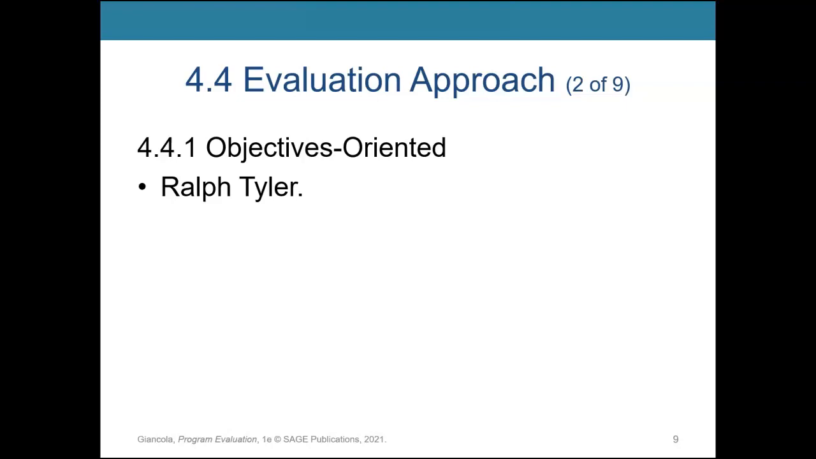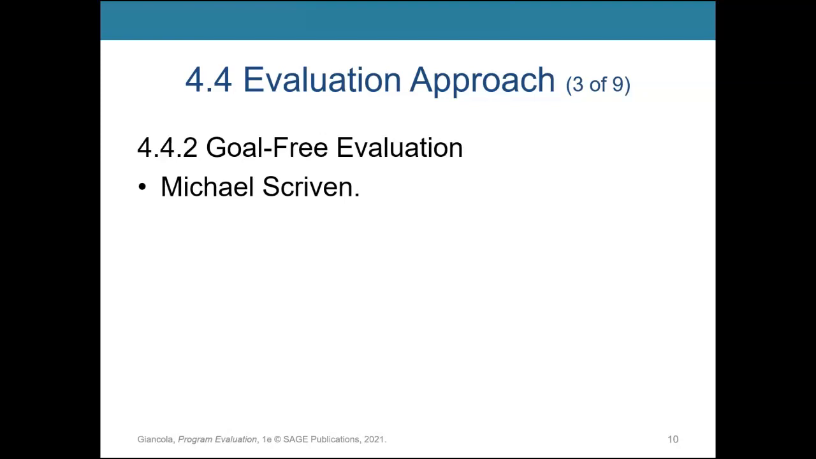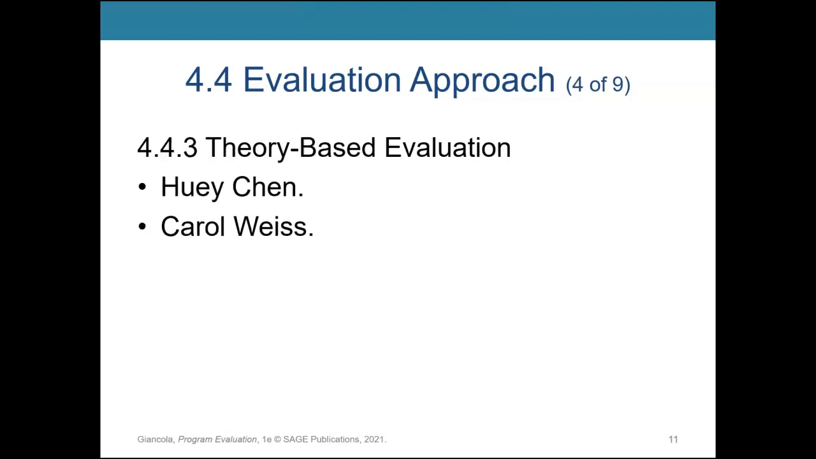One is that we could be objectives oriented. We talked about this a few slides back, which is where we measure what a program is doing against its intended goals, right? In contrast to that, there's goal-free evaluation, where we just want to look at everything the program's doing, regardless of what we intended it to do. So we look at the intended and unintended consequences or outcomes from a program. That's goal-free evaluation.